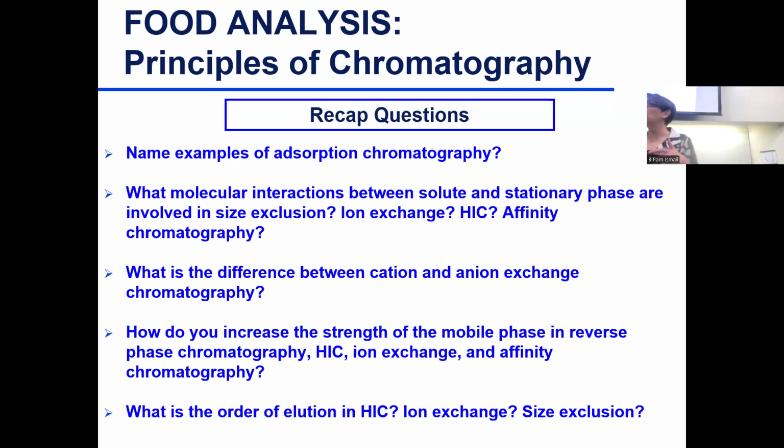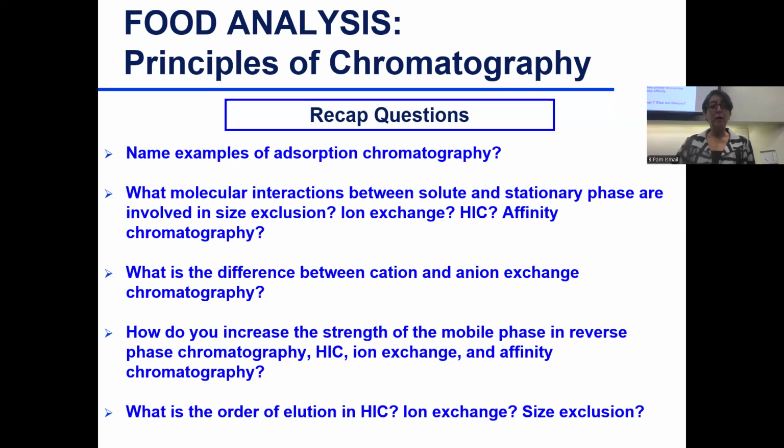All these questions are questions that could be on an exam or quiz. So we are studying together, okay? So these are very common questions. What's the order of elution in hydrophobic interaction? Exactly. So the least hydrophobic, because the most hydrophobic will interact the most with your stationary phase.